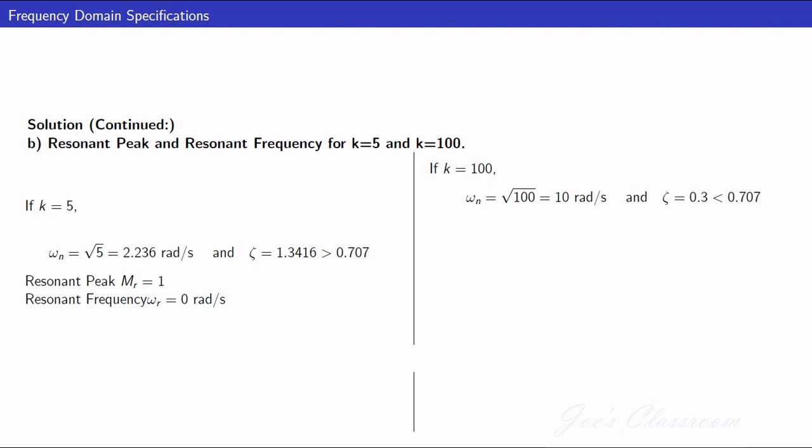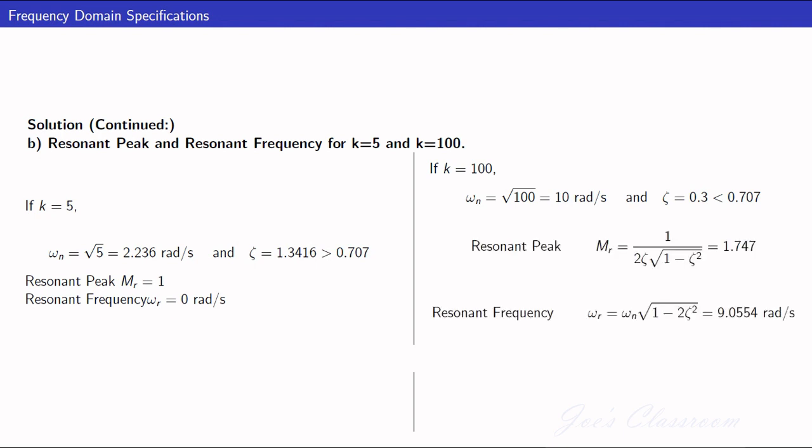But when it comes to k is equal to 100, omega n is equal to 10 radians per second and theta is equal to 0.3, which is lesser than 0.707. In that case, the resonant peak will be higher than 1, and it can be calculated using this expression. Similarly, the corresponding resonant frequency also can be calculated using this expression. Since we have got omega n and theta, we can directly substitute those values in this expression and get the corresponding resonant peak and the resonant frequency. Please note that resonant peak is always a dimensionless quantity unless it is converted to decibels using 20 log 10 of that value.